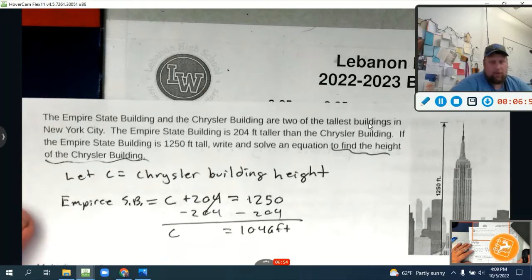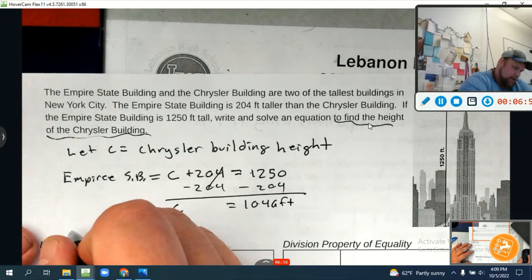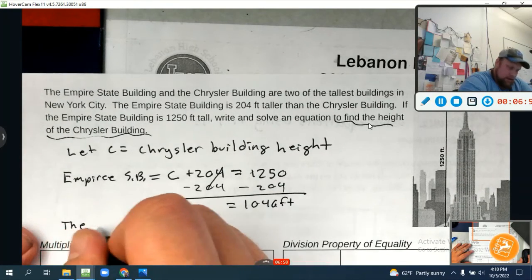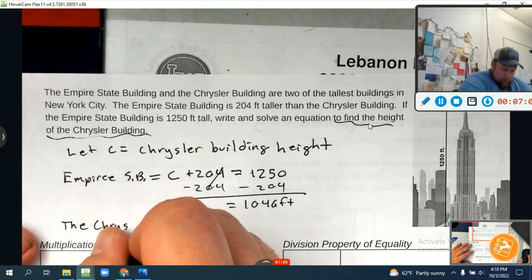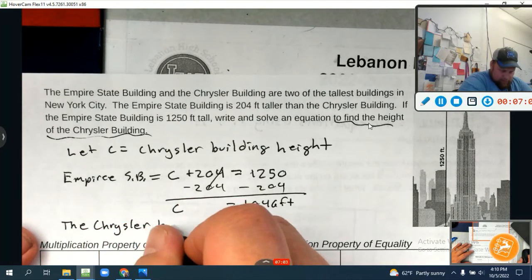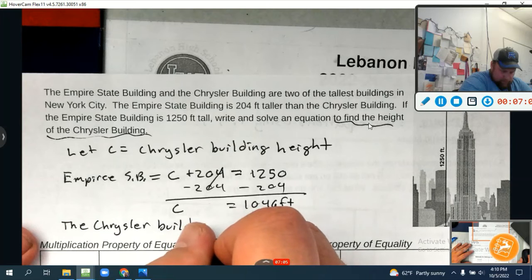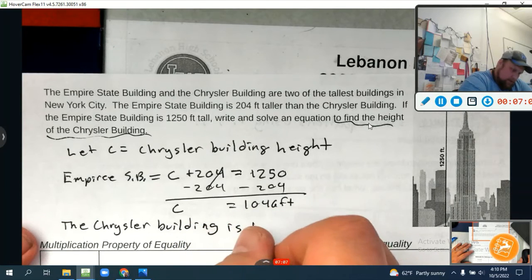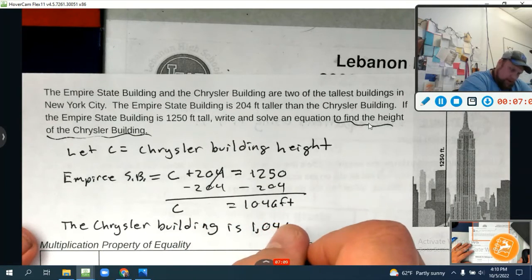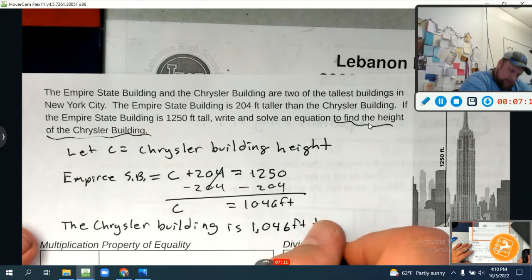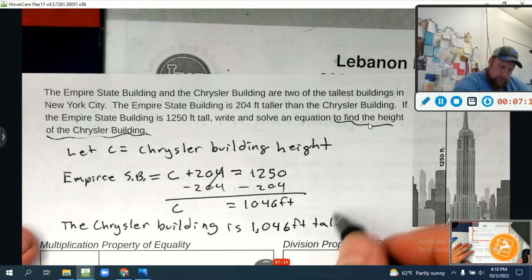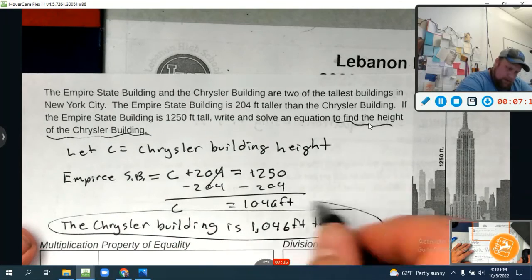Again, we have to have a word answer. So I'm going to say the Chrysler Building is 1,046 feet tall. Boom. That is my answer.